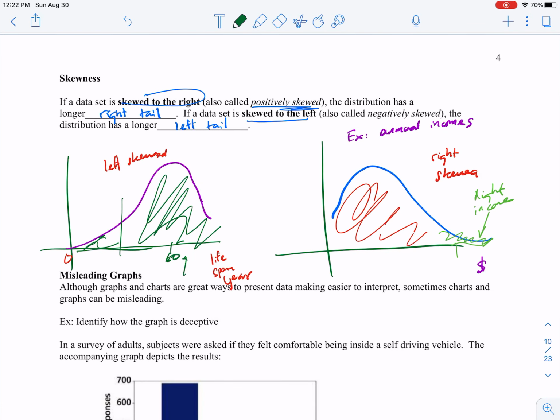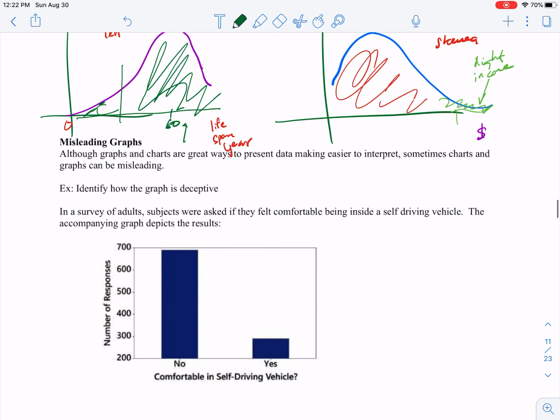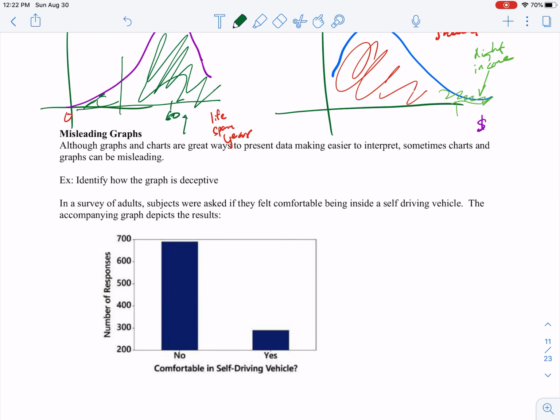Some graphs can be misleading and want to depict data a certain way, so the audience might misinterpret it. So I'm just going to go over one example of how a graph can be deceptive. Here's the result of a graph that showed the results of an adult survey, and the question asked was how comfortable they feel being inside a self-driving vehicle. Okay, so here is the graph. We're looking at a lot of people saying no compared to yes, and if you look at the picture, one of the two bars is almost 5 times the other one, the no, right?